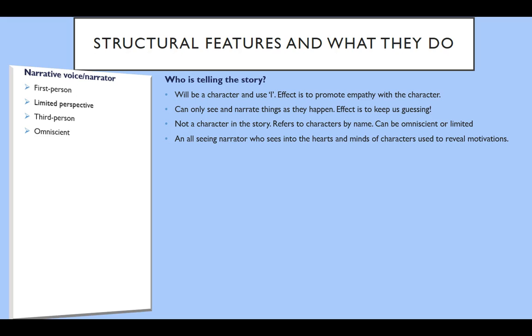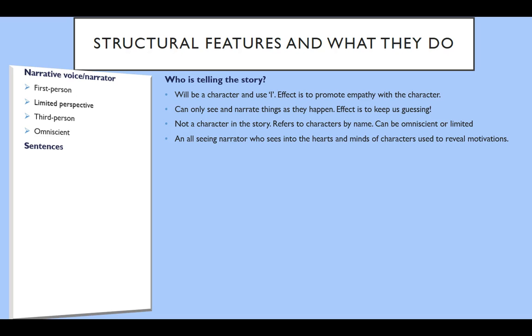Third-person narrators can also be limited, and we've seen an example of that in the short story The Necklace, where the narrator, although they were third person, although they were omniscient, weren't able to tell us any of the motivations of the character. We were just presented with the events, and we were left to make up our own minds about why the characters behaved as they did.